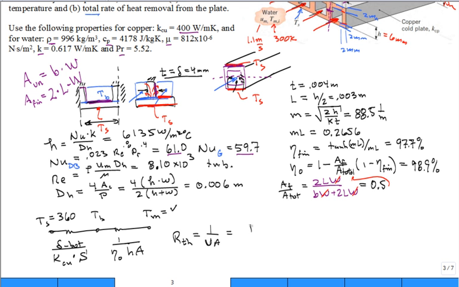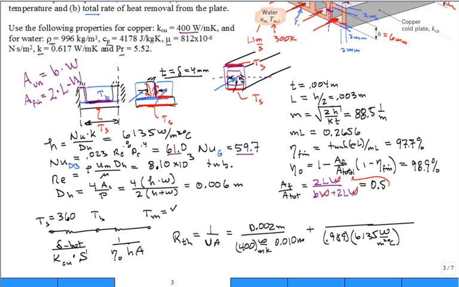plus 0.002 meters for that thickness, divided by the copper conductivity, 400 watts per meter Kelvin, times S. S is 10 millimeters, or 0.010 meter. We add to that 1 over the overall efficiency, 0.989, times the convection coefficient, 6,135 watts per meter squared degree C or Kelvin, doesn't matter, there's a delta T.